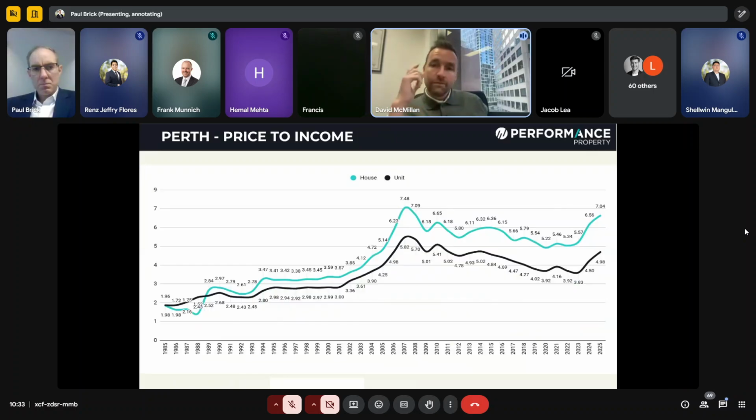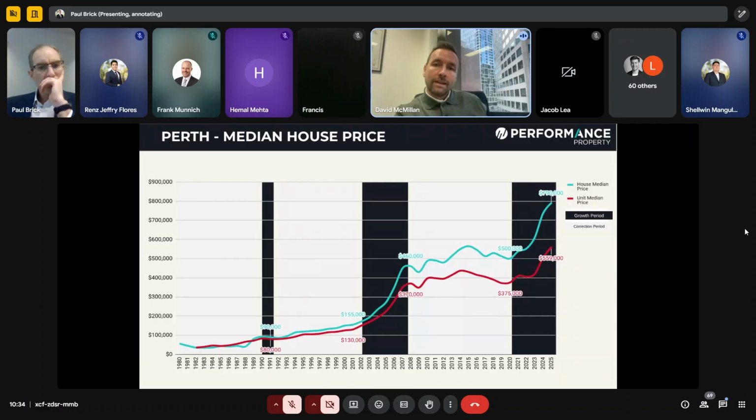So if you go to the next slide, Paul, this is price to income. So the average house price to the average income. Perth peaked in 2006 at 7.5 times, and now it's back up to 7 times. And for units, it's at 5 times. If you want to compare this to Sydney, Sydney's got a price to income of 14 times. So by comparison to Sydney, this looks cheap, but it's certainly getting to a cyclical peak. But again, we think it's got a lot of room to grow. This is just one of the indicators that we look at. Go to the next slide, please, Paul.